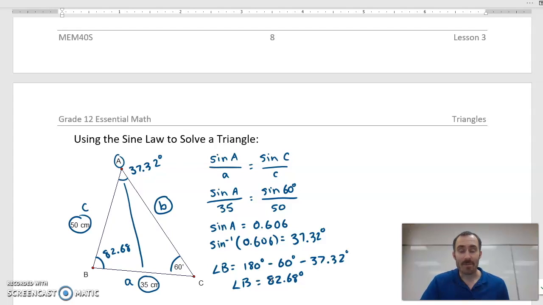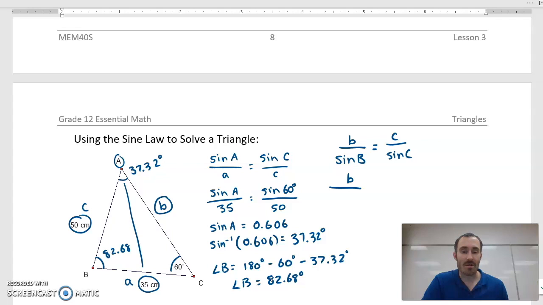And so I'm going to set up the sine law for side B by putting side B on the top over sine B is equal to, and then honestly I can choose whichever pair I want. I can choose the C pair because it's completed, or the A pair. But because I have rounded the A angle, I may as well choose my C pair because it's completely unrounded. It was a set of numbers I was given at the beginning. And so C over sine C is what I'm going to use for that one.